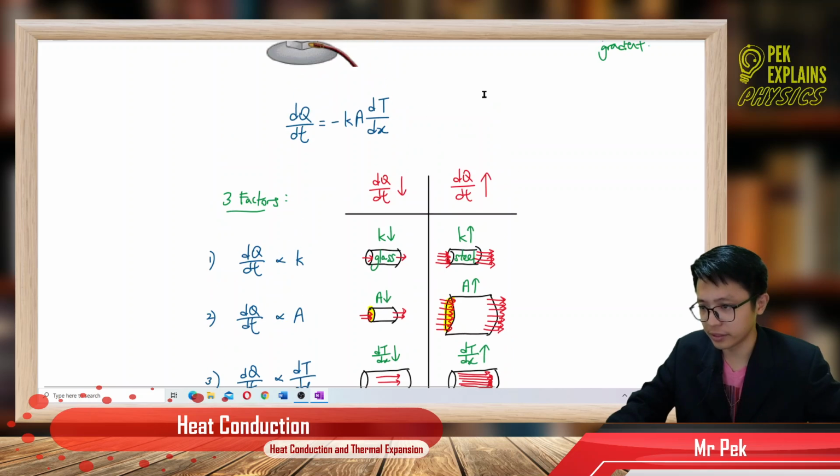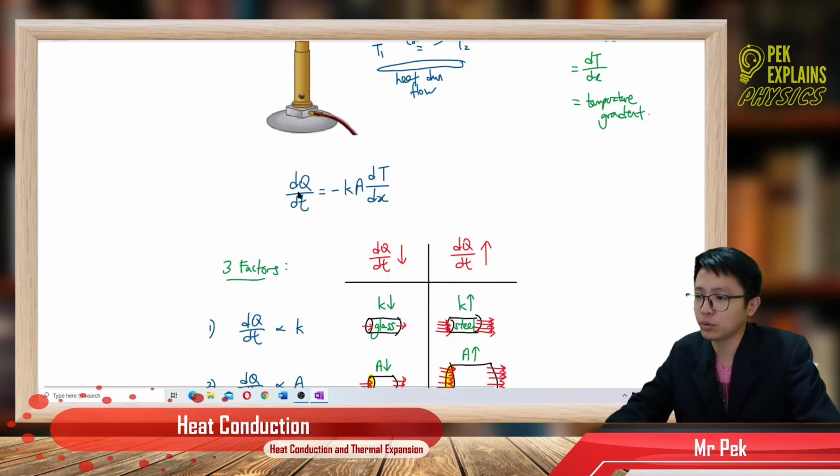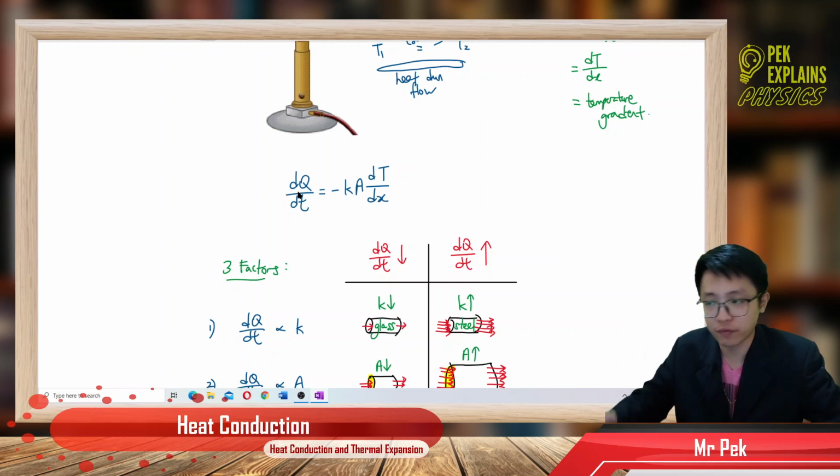So what I can say is, what influences the rate of heat flow? How to maximize the rate of heat flow?